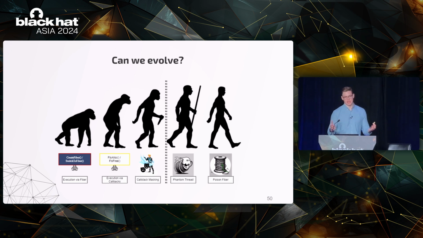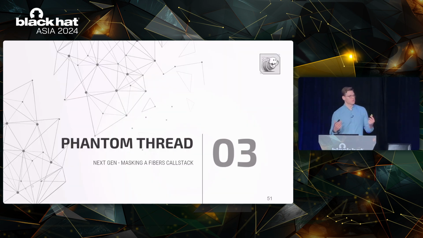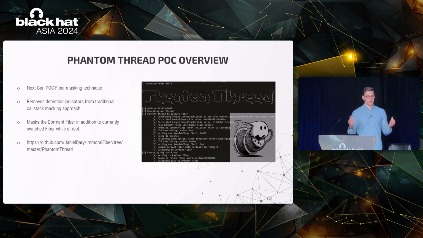Can we expand on these techniques, make them a little bit more sophisticated? And crucially, can we open up the use case as well? So with that in mind, I built some next generation tooling. The first tool I built was Phantom Thread. Now, this is an evolved method of call stack masking that looks to address some of the weaknesses from the original technique. By that, it removes the ability of memory scanners to target fibers specifically. And in addition, it also masks the dormant fiber as well as the currently executing fiber.